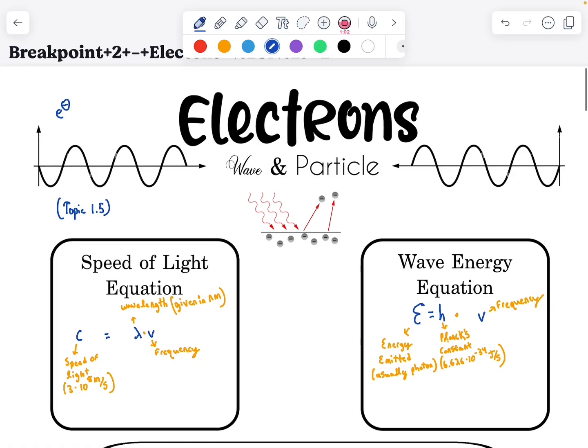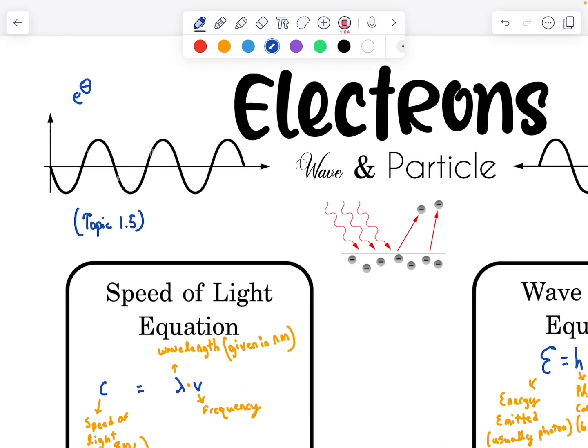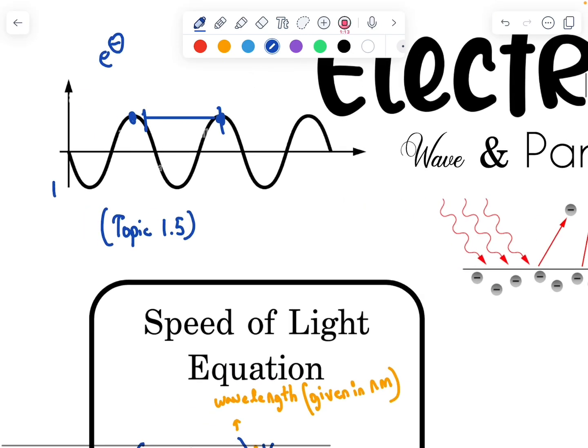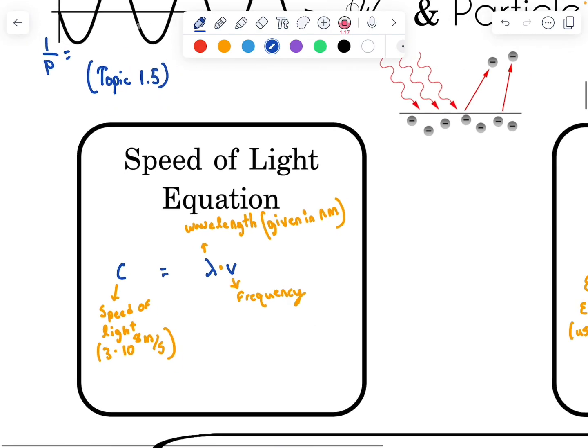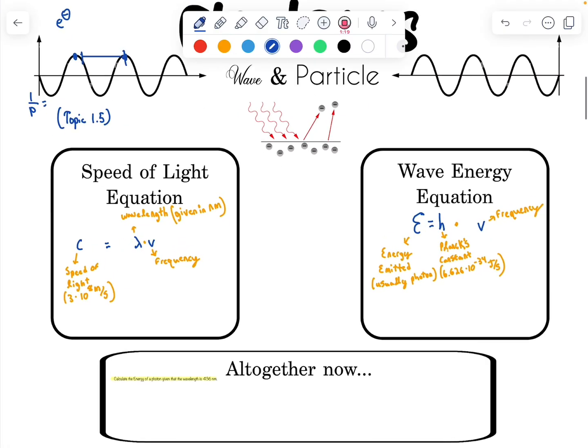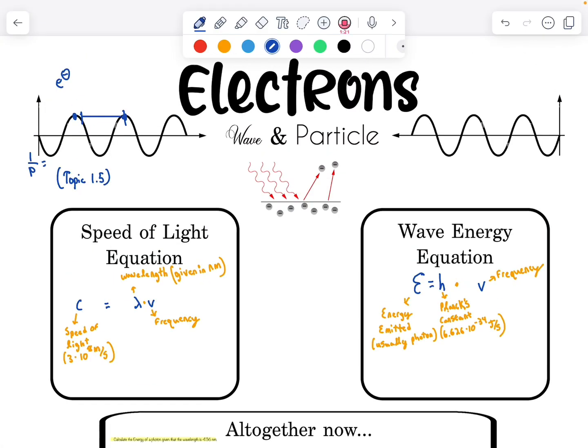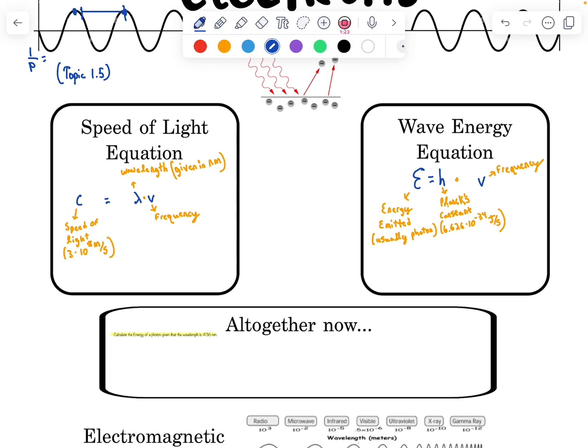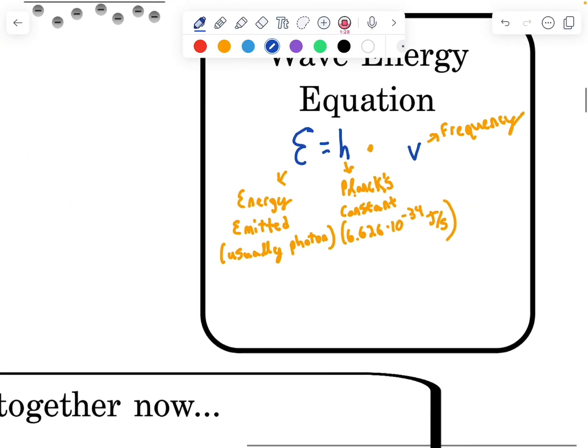So this is a sinusoidal curve. We have our wavelength, which is here to here, and then our frequency is 1 over a period, 1 over p, which combined together is always going to equal 3 times 10 to the 8th, because it's the speed of light. We're usually calculating for a single photon, but it doesn't always have to be a photon. It could be a mole of photons, half a mole, it doesn't matter.